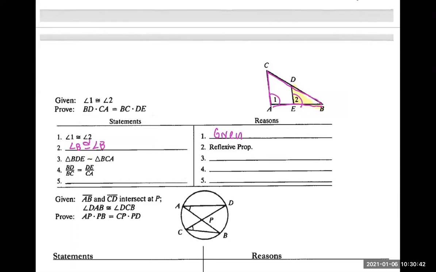And then down for number 3, you guys can see that they stated a similarity statement, and the similarity symbol is kind of like the congruent symbol, except it doesn't have the equal sign underneath, right? So you want to say that triangle BDE is similar to triangle BCA, and make sure that the letters correspond to each other, just like it did with congruence. And why are those two triangles similar to each other? At this point, we only have one reason, right? Okay, yeah, all you guys have to do is write AA.